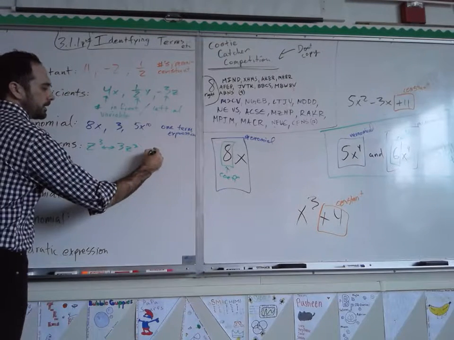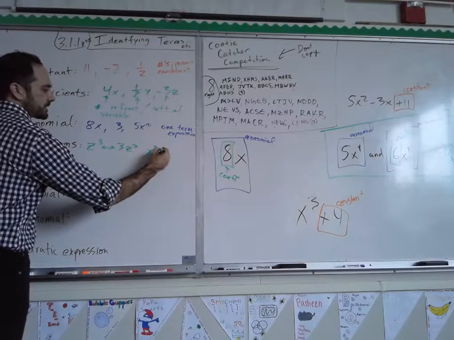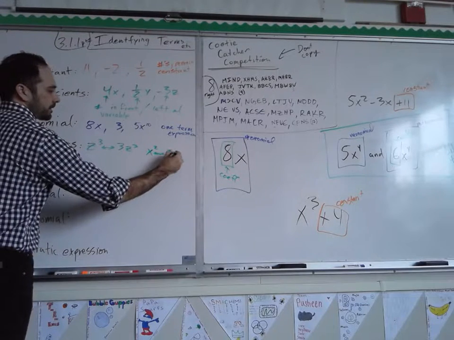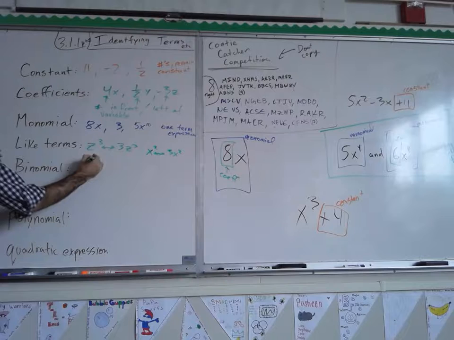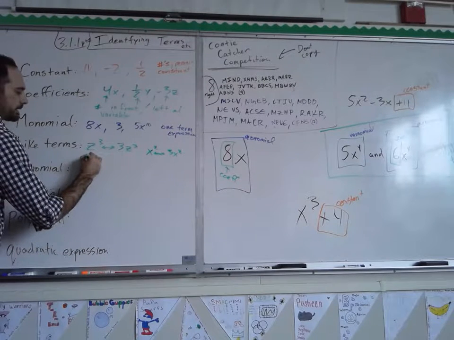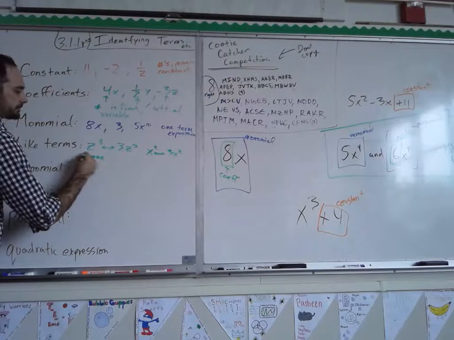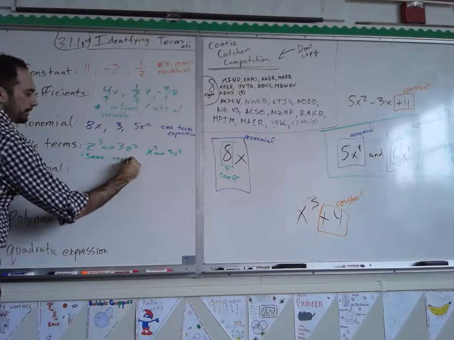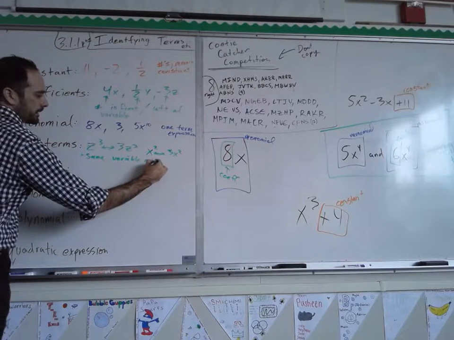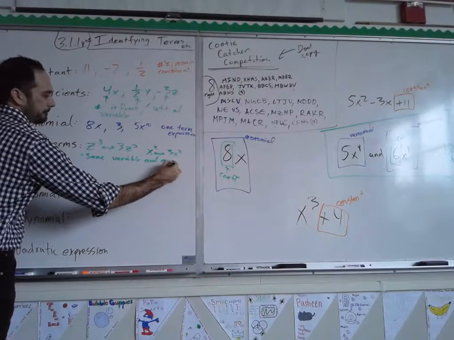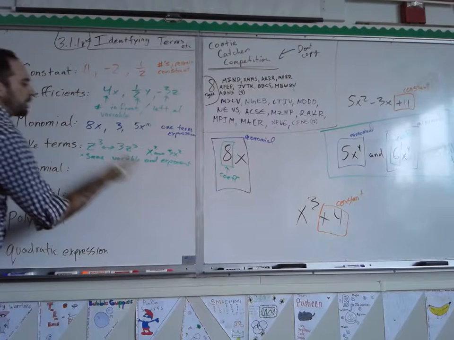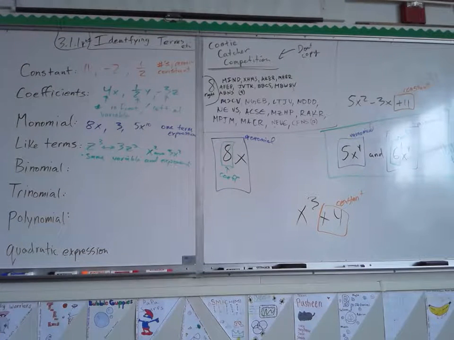X to the 2nd and 3x to the 2nd. So it has the same variable and exponent. What can be different between like terms? The thing that's different between the two like terms is what?